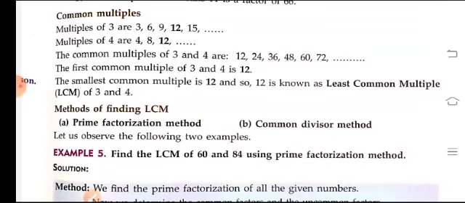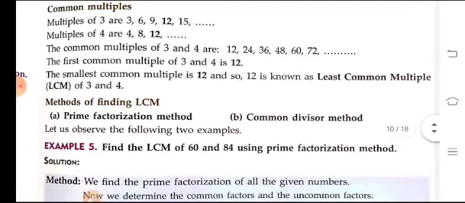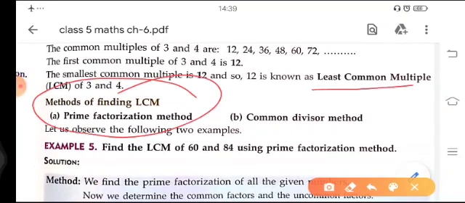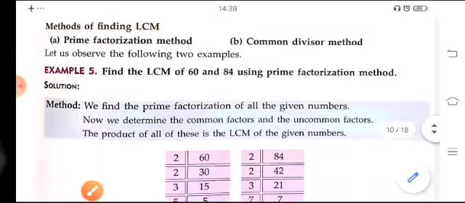Now we will find the common multiples. How can we find the common multiples? By the LCM method. LCM is the least common multiple. With the help of the LCM we find the least number which is a common multiple among the numbers. To find the LCM, again there are two methods: the prime factorization method and the common division method. So first we will learn about the prime factorization method.